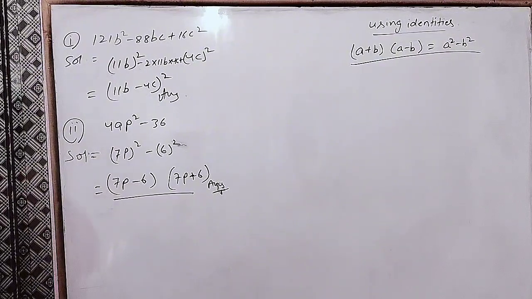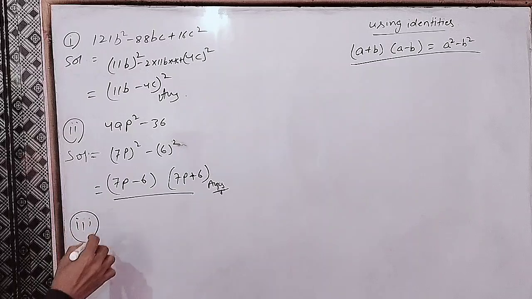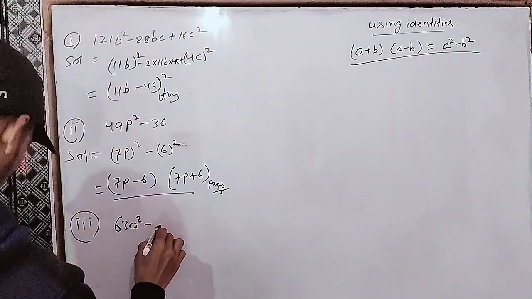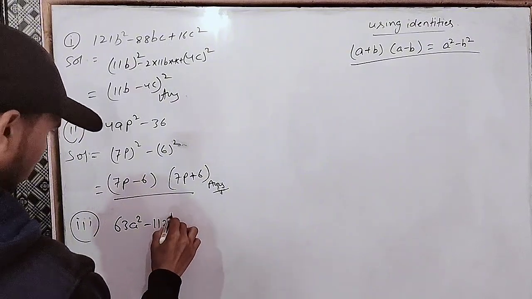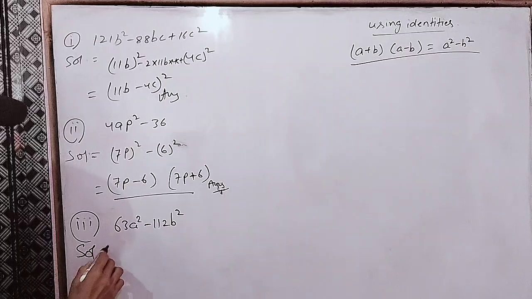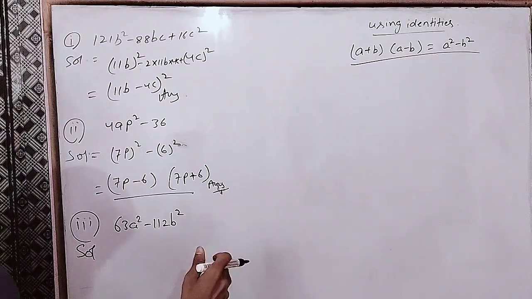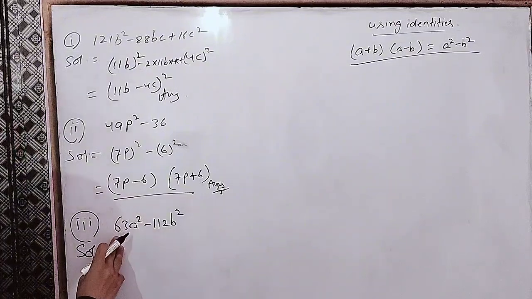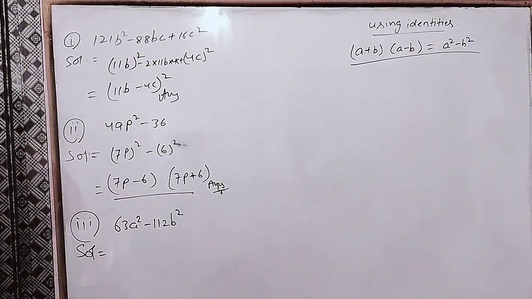Next, I am going to take 63a square minus 112b square. Here, first of all, you are not looking at the base being 2 times. So here we will use the common method, and then after using the common method, we will apply our identity method.